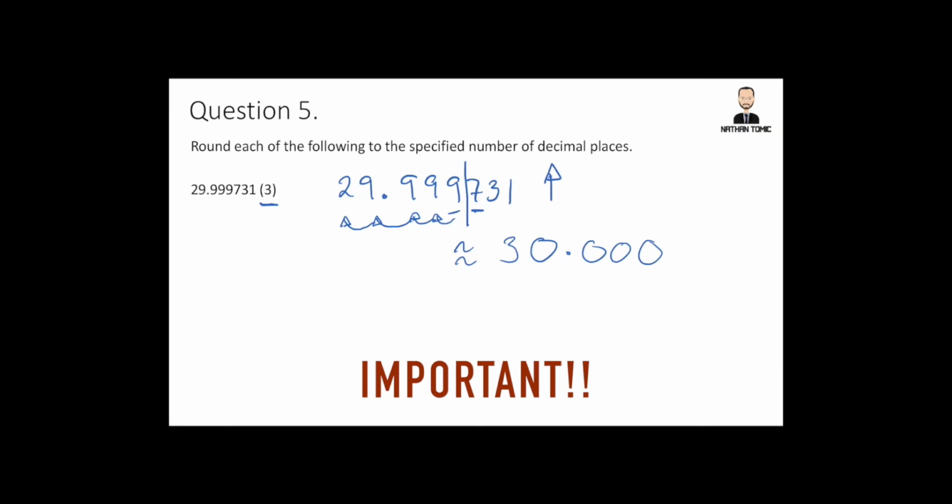Now this is very important. I can't exclude the 3 zeros after the decimal point because it specifically asks us to round to 3 decimal places. So I need to have 3 decimal places here. So even though normally speaking we don't need all these zeros after the decimal place, because the question specifically says to the specified number of decimal places, we actually have to show them in our answer. We can't exclude them now.